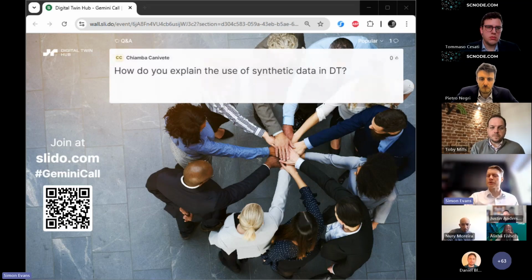It's a question probably applicable to both presentations, but whoever would like to go first, maybe the team from SC-Node: how do you explain the use of synthetic data in digital twins?